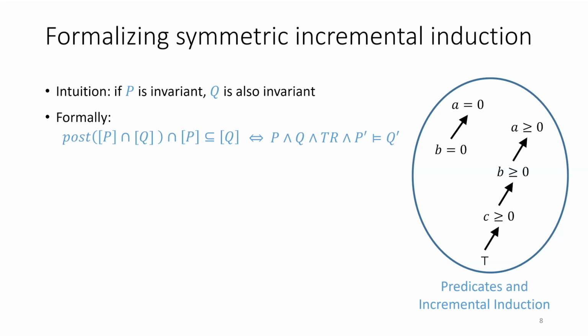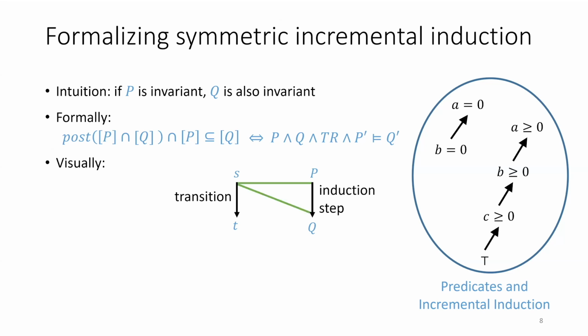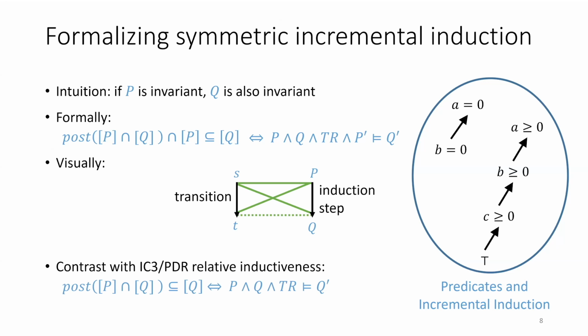I think the best way to look at this is visually. So if you have an induction step from P to Q, then for every transition from S to T, if S satisfies both P and Q and T satisfies P, then T should satisfy Q, or you cannot have a situation like this. You can contrast this with the relative inductiveness notion of IC3. It's very similar, except that we're not assuming P in the post-state there.